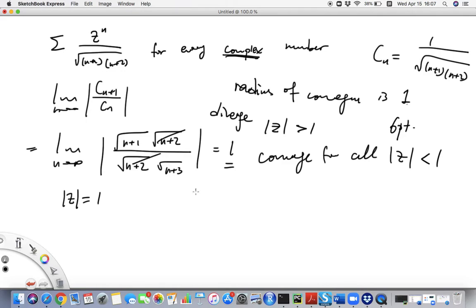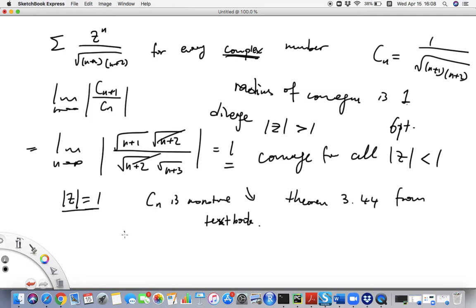Now for the boundary, what do we do? First, you know that c_n is monotone decreasing. Then you use Theorem 3.44 from your textbook. It tells you that the series will be convergent on the boundary, except possibly when z is equal to 1. Then you have to check what happens when z is equal to 1.